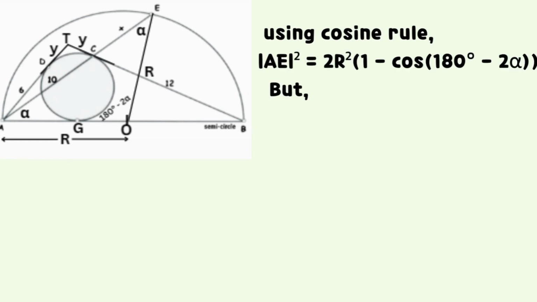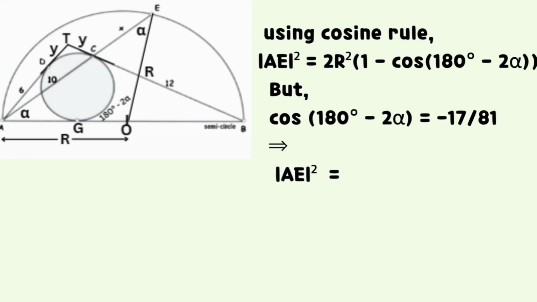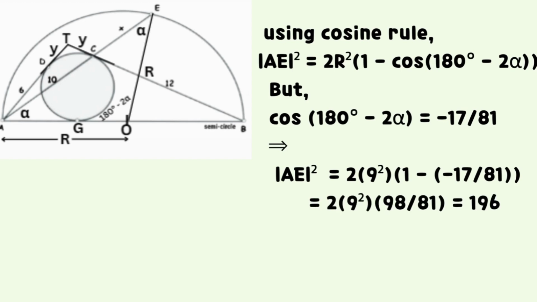Using the cosine rule, the square of line AE equals the value shown on the screen. We found earlier that cosine of 180 degrees minus 2 times alpha equals negative 17 divided by 81. Substitute all the values obtained and we have that the square of line AE equals 196.